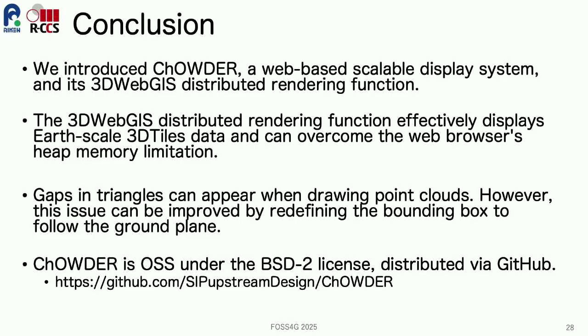I will conclude in this slide. We introduced ChOWDER, a web-based scalable display system, and its 3DWebGIS distributed rendering function. The 3DWebGIS distributed rendering function effectively displays R-scale 3D tiles data and can overcome the web browser's heap memory limitation. Gaps in triangles can appear when drawing point clouds. However, this issue can be improved by redefining the bounding box to follow the ground plane, the Earth plane.